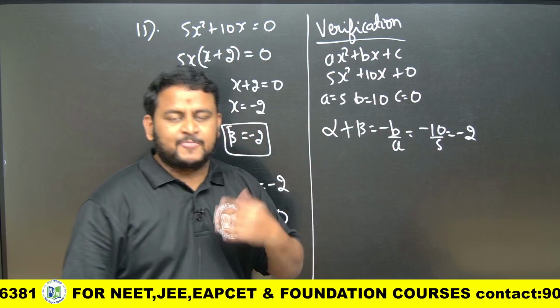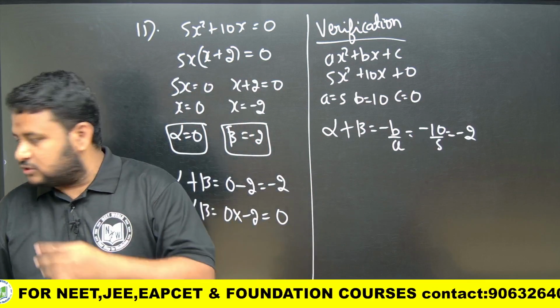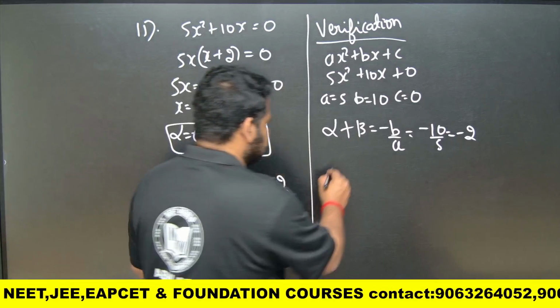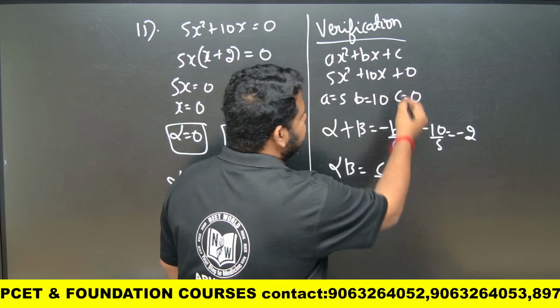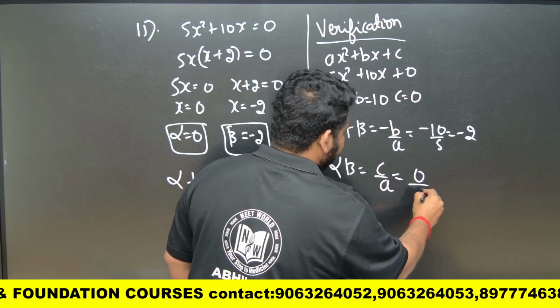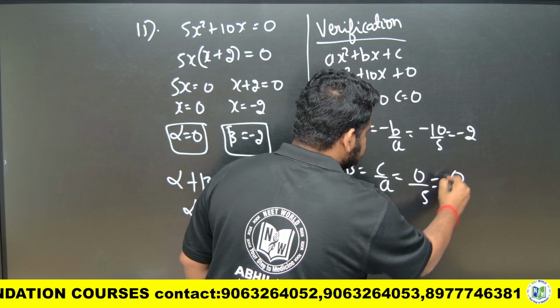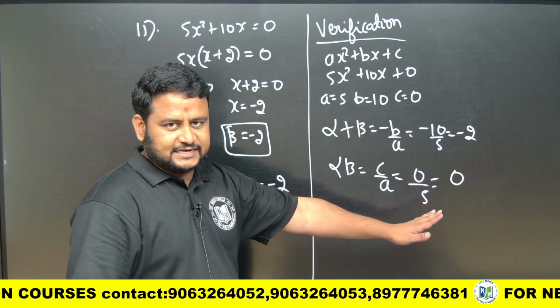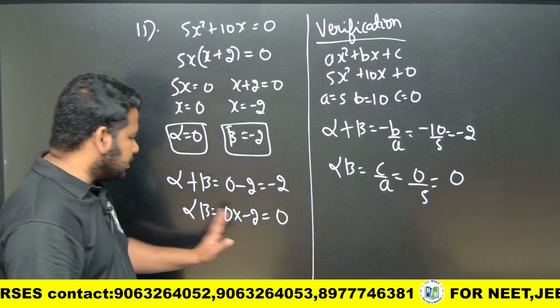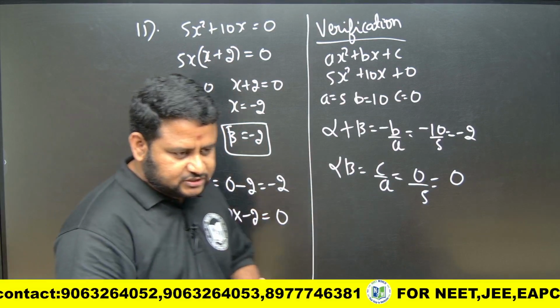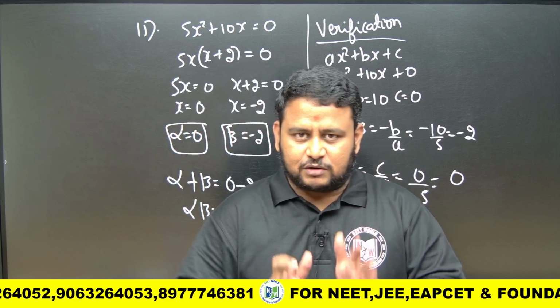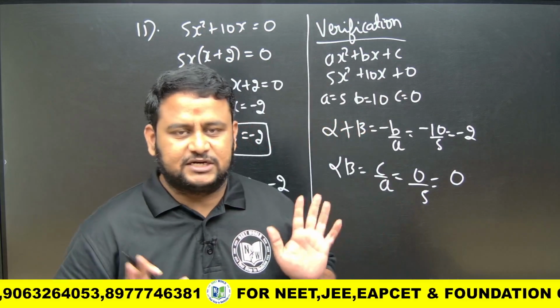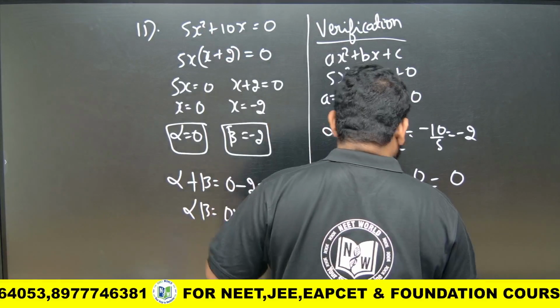So it is verified. Now let us have a look at the product of the zeros, that is alpha into beta is equal to c by a. C is 0, a is 5. So 0 by anything is 0 itself. Here the product of the zeros we are getting as 0, and here also we are getting the product of the zeros as 0. So for the sum of the zeros, direct method and formula method, and the product of the zeros, direct method and formula method, it is verified. Got it? Now let us move to the 12th question.